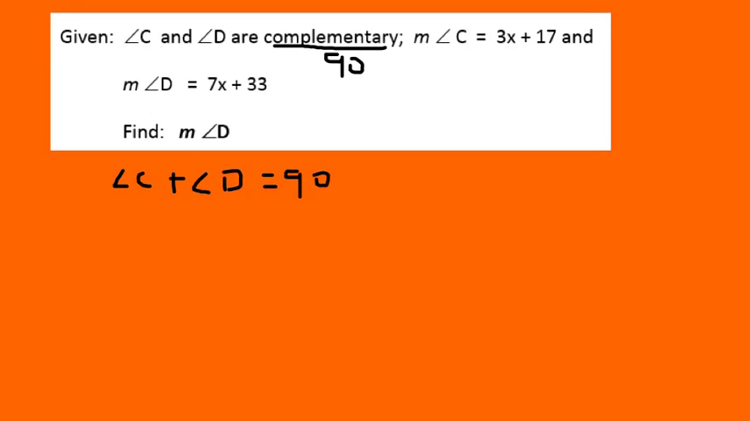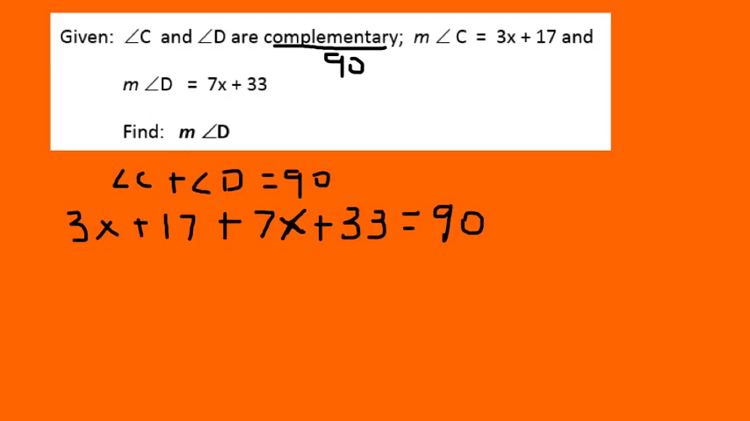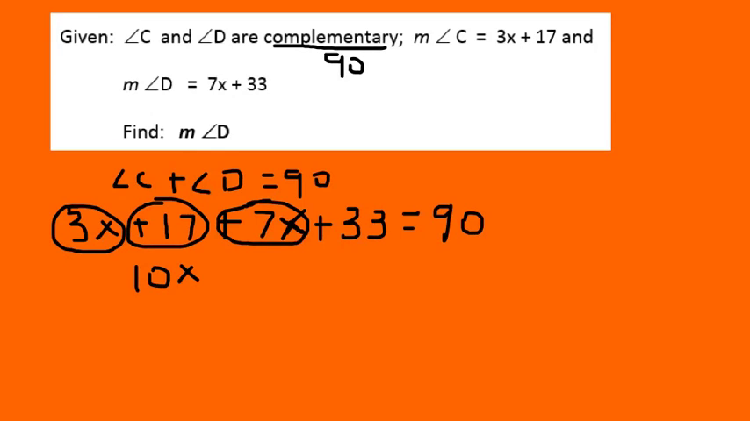Again, we know angle C is 3x plus 17. Angle D is 7x plus 33. And then again, it's equal to 90. So at that point, we know all of our equation is set up. We want to look at our like terms. So 7x and 3x is 10x. We also want to combine the other pieces as well, 17 and 33, positive 50.